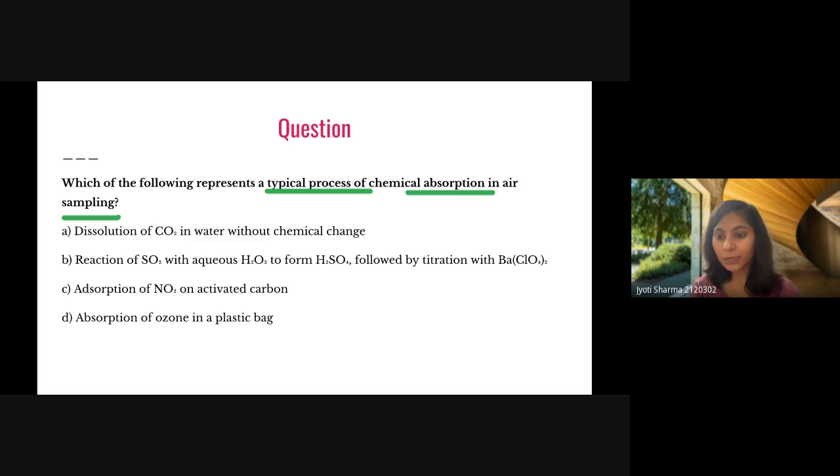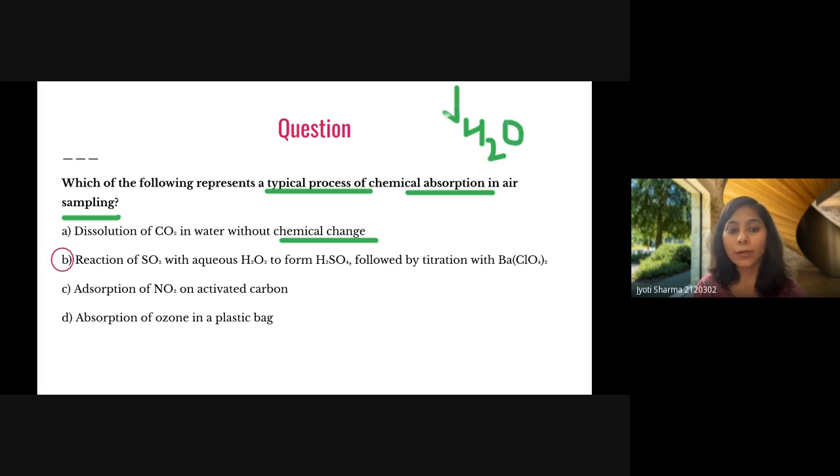Okay, Priscilla gave me answer B, Venkateshwar A. I'm agreeing with B. Why is A not the answer? Because there is no chemical change, so this is part of physical absorption. For example, if we have water and CO2 is getting absorbed into it, and we do not have any chemical reaction there, this will be physical absorption but not chemical.